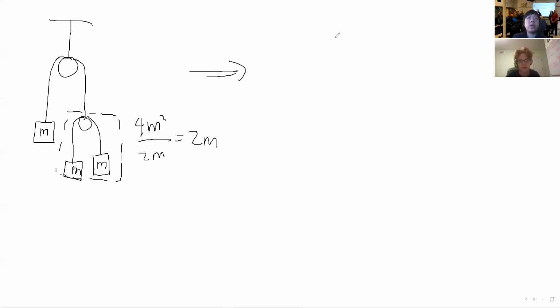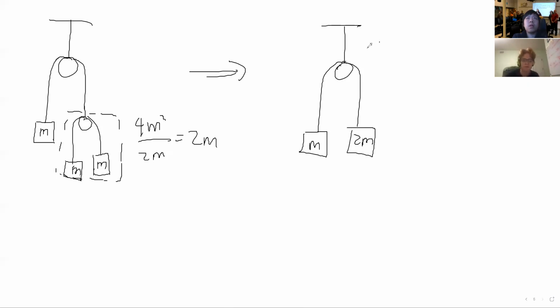So then this becomes, you know, and then here the tension is just going to be 4 times 2m times m over m plus 2m. Yeah, well, it is always in motion.